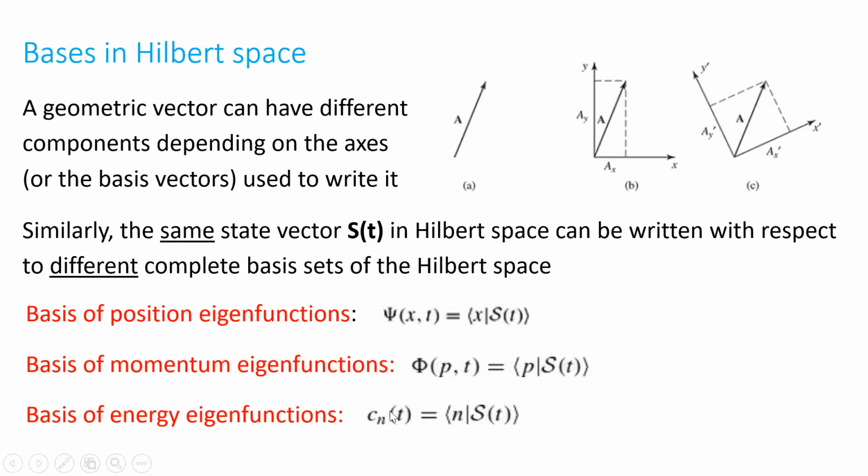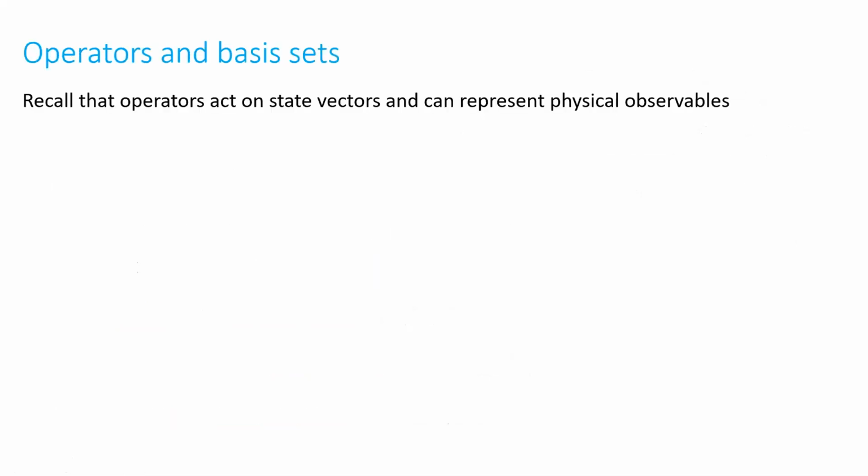So all of these are three representations, one with respect to position, one with respect to momentum, and one with respect to n, which indexes the energy eigenfunctions. All of these represent the same object projected onto different bases, just like these numbers here, ax and ay, and ax prime and ay prime, represent the same geometric object A projected onto different bases in the two-dimensional plane. Okay, so this is a nice way to look at the different representations of a wave function of the abstract state vector S. Okay, so what about operators?